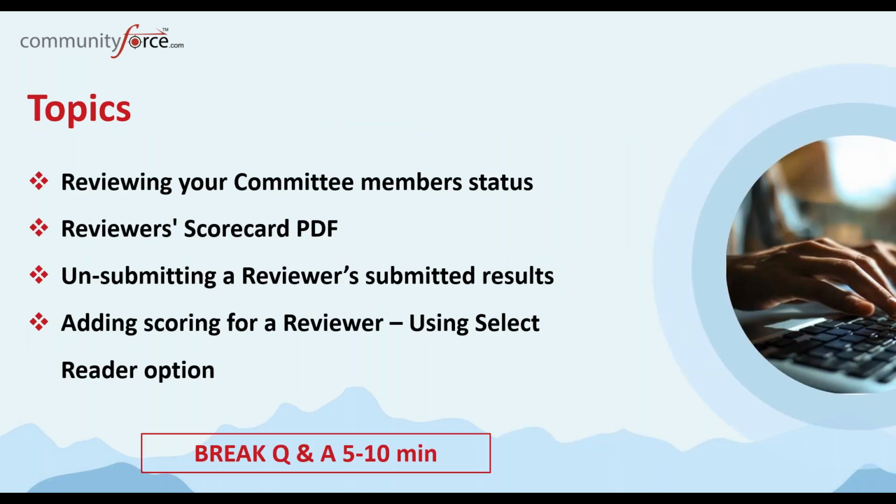The topics we're going to be covering are reviewing your committee member status. So what's the status? Where are they in the process? Then we'll go over a reviewer scorecard PDF and how to see that. That's just the PDF of their scorecard. And then if you're using the submittal feature, how to unsubmit a reviewer's submitted results. Maybe they've submitted and then they reach out to you and want to unsubmit and re-enter some scores. There is a means that you can undo that submittal for them.